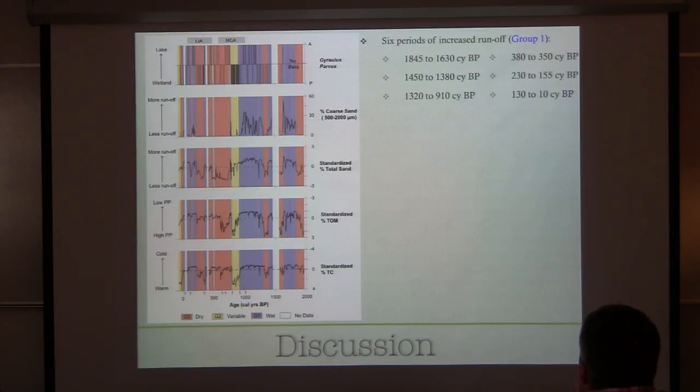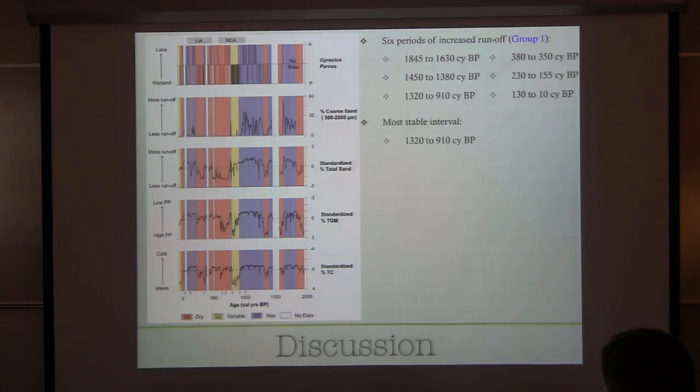Based on this, we determined that there's 6 periods of increased runoff, or group 1 type sediments, since we determined that that means a wet climate. And the most stable of which is from 1320 to 910, so within this region right here. And that's most stable because we have a prolonged period of group 1 type sediments and stability in nearly all of our proxies.